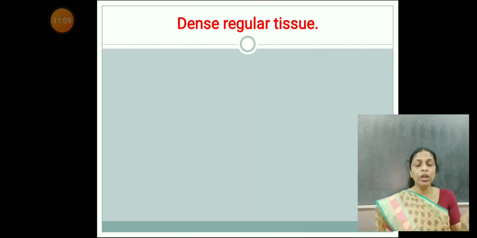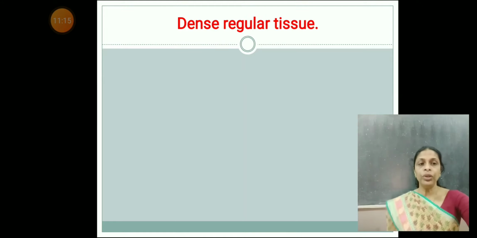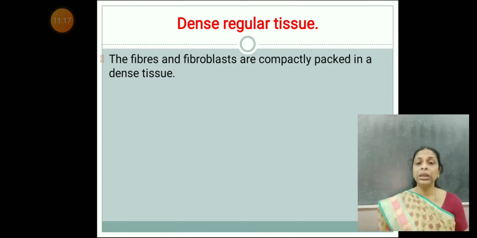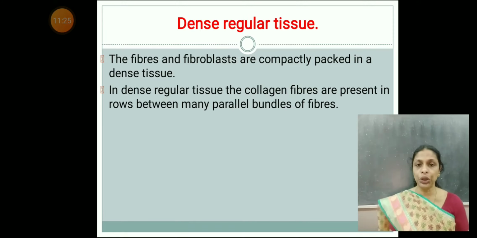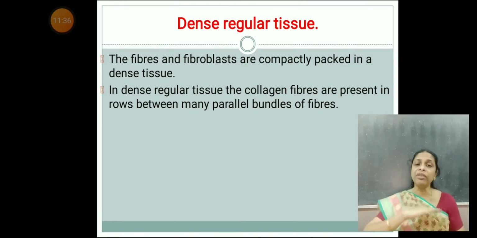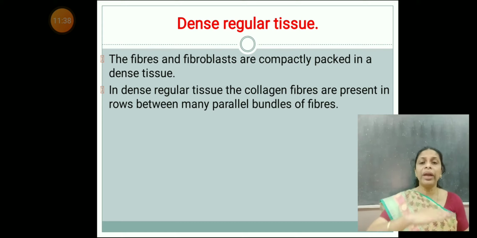It will be arranged in parallel rows, parallel bundles. Okay, so that is the peculiarity of a dense regular tissue. So, in dense regular tissue, the fibers and fibroblasts are compactly packed in a dense tissue. The second point: in dense regular tissue, the collagen fibers, that is the fibers which are made up of collagen, are present in rows between parallel bundles of fibers. Means the fibers and fibroblasts are arranged in a regular manner.